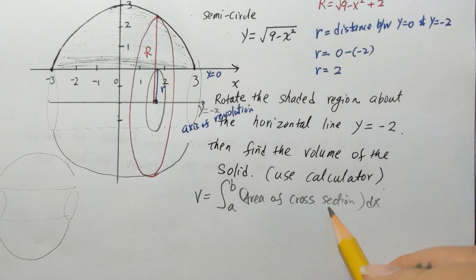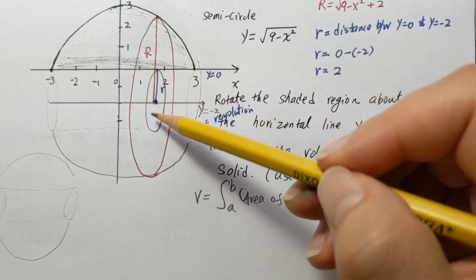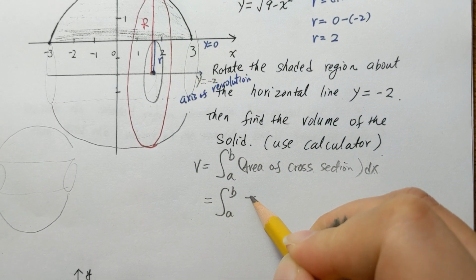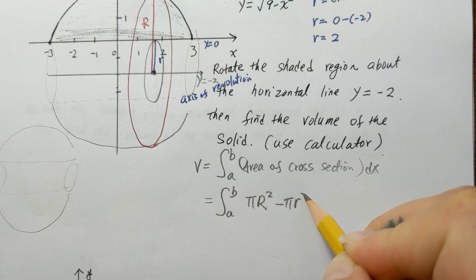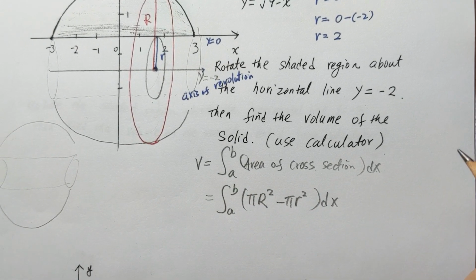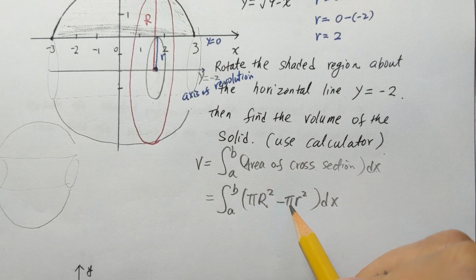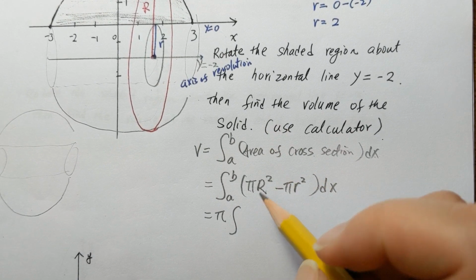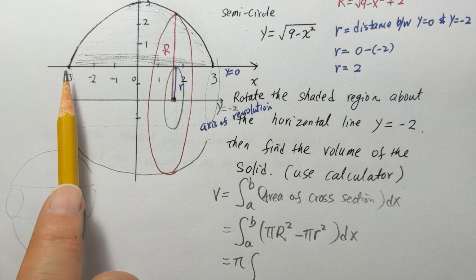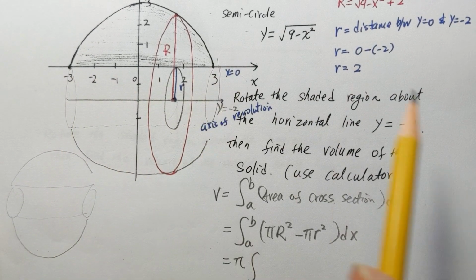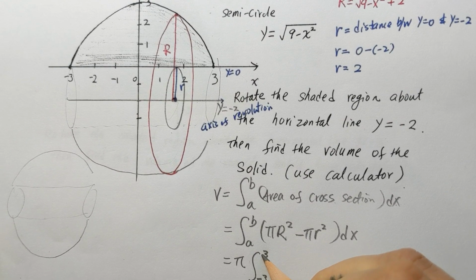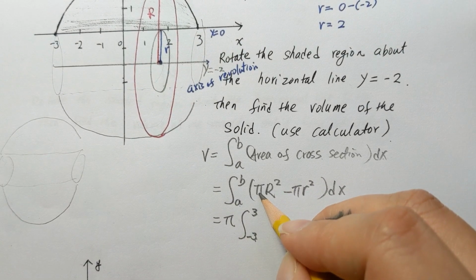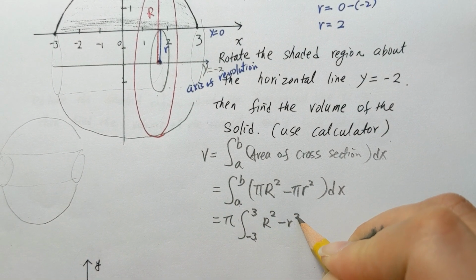Now because the area of the cross section has something to do with the small circle and the big circle, it's going to be integral a to b of pi big R squared minus pi small r squared dx. Now we have the pi in common, so we're going to factor out the pi. Now I'm going to find out what my a and b are, from -3 to 3. So a is going to be -3 and b is going to be 3. After I factor out the pi, I get big R squared minus small r squared dx.